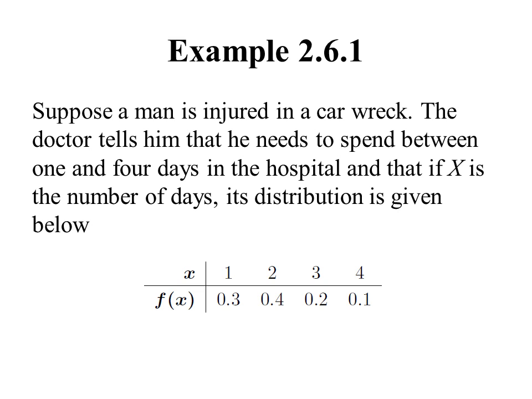Suppose a man is injured in a car wreck. The doctor tells him that he needs to spend between 1 and 4 days in the hospital, and that if x is the number of days, its distribution is given below. So this distribution tells us that there's a 30% chance the guy is going to spend 1 day in the hospital, a 40% chance he's going to spend 2 days, and so on and so forth. So x here is a random variable.